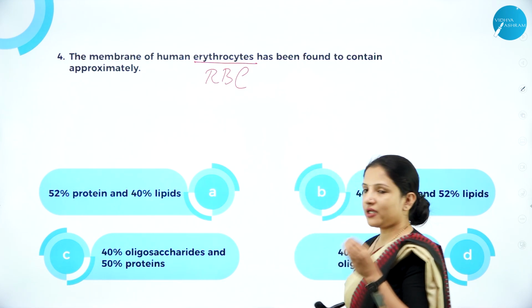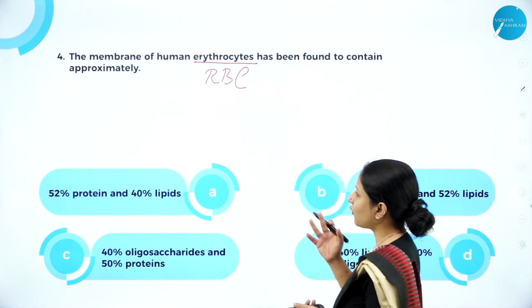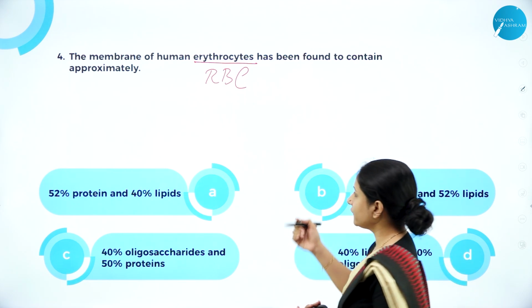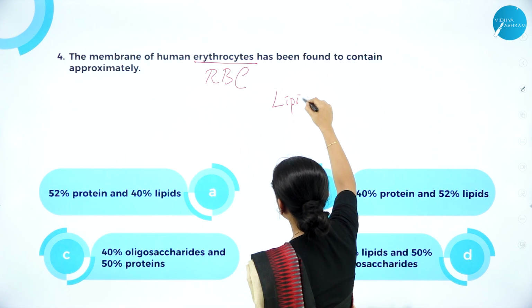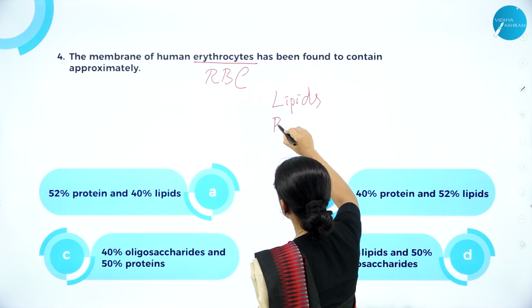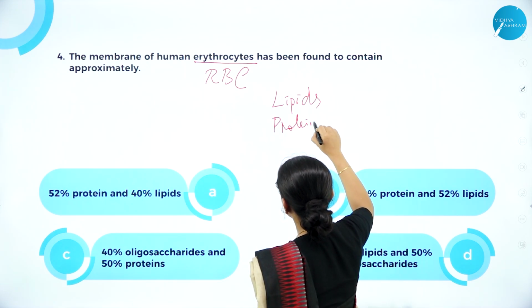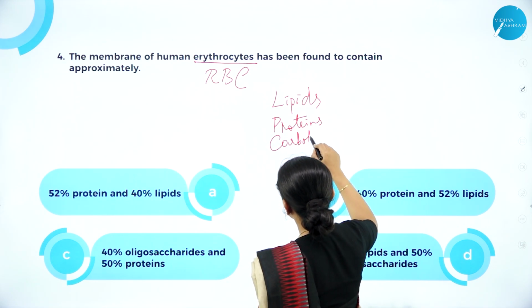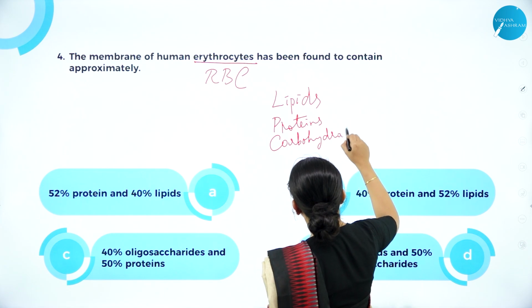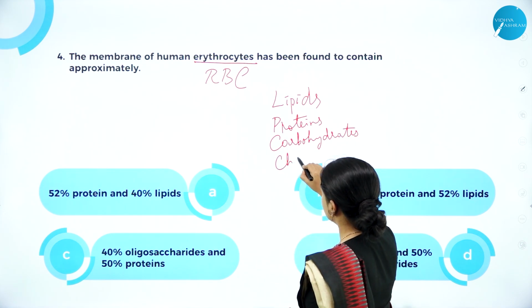So first we have to remember in our mind what the plasma membrane is made up of: lipids, proteins, carbohydrates and cholesterol.